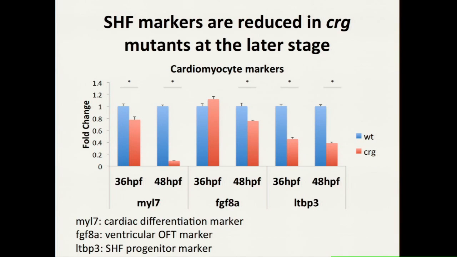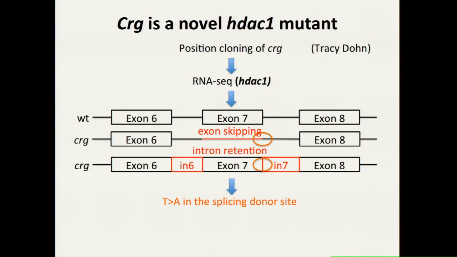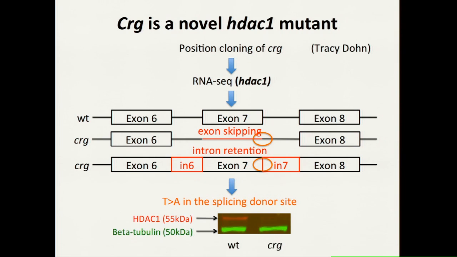Of course, we want to know what mutation causes this CRAG phenotype. So we did positional cloning and found there is a mutation near the gene HDAC1, histone deacetylase 1. Further analysis by RNA-seq specified this mutation as a T to A change in the splice donor of exon 7 of HDAC1, in which the transcript has either exon skipping or intron retention. Moreover, we looked at the protein expression of HDAC1 by Western blot, and you can see the HDAC1 protein is not detected. So the CRAG is an HDAC1 null mutant.